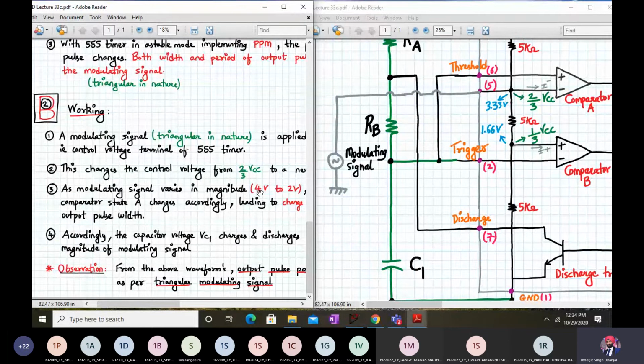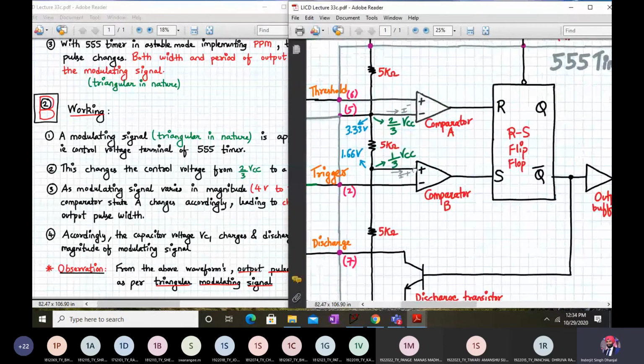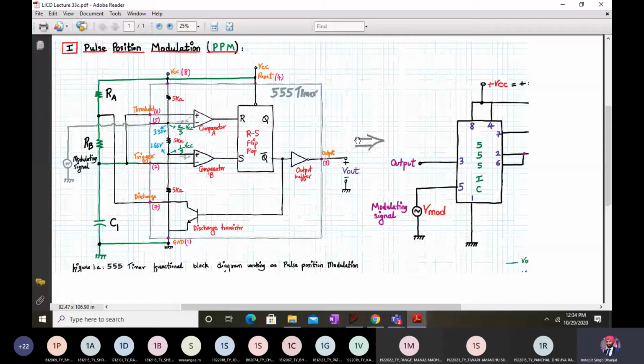Any doubts in this? Apart from that, why the capacitor discharge will be constant? Apart from that, any other doubt? Hello? No, sir.